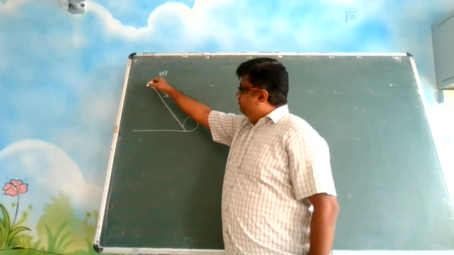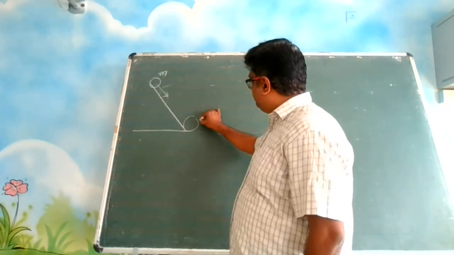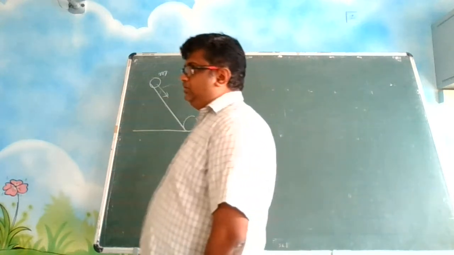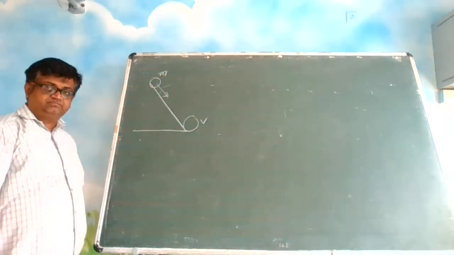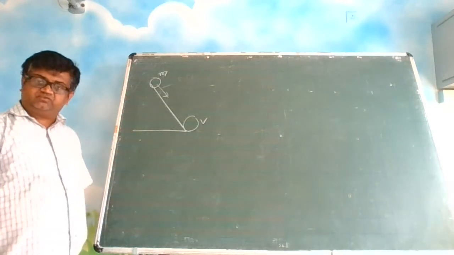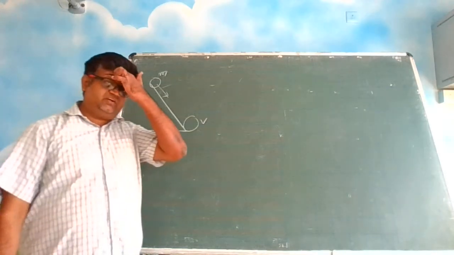Now, here the velocity is 0. Here you will have some velocity. So how to find this? Can we apply work energy theorem in this case? We can apply work energy theorem in this case. This case we have seen yesterday.